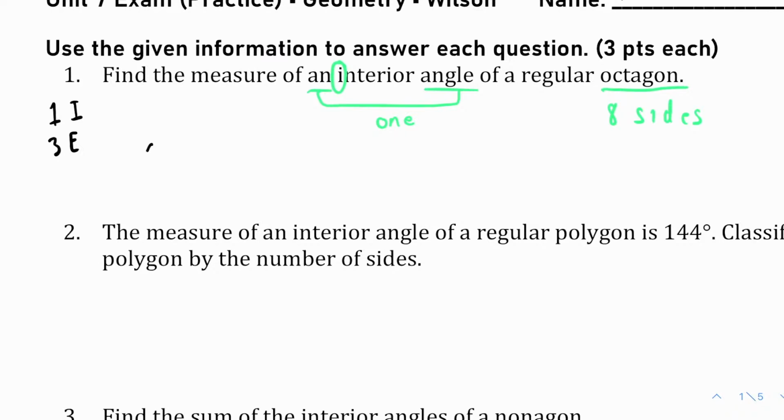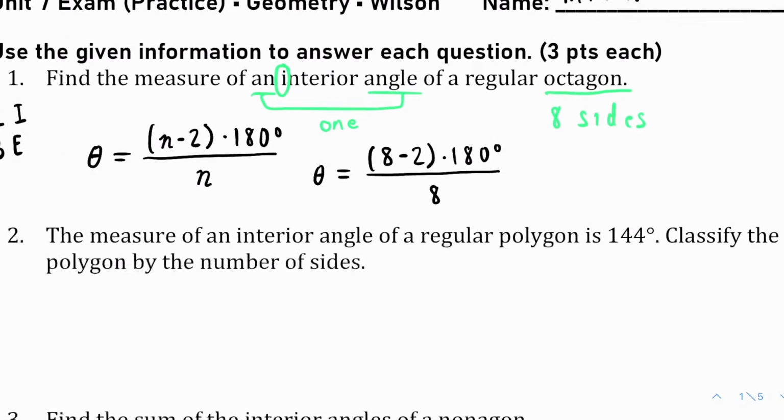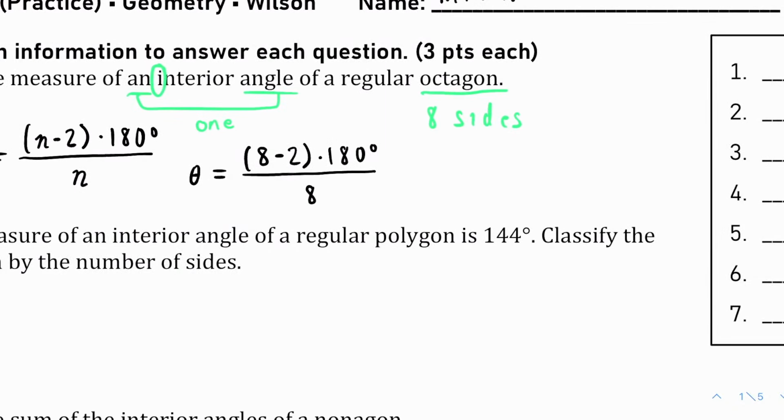So here, my formula ends up being theta equals n minus 2 times 180 degrees all over n. And we know what n equals. N is 8 because it's an octagon. So I can rewrite theta equals, in parentheses, 8 minus 2 times 180 degrees all over 8. 8 minus 2 is 6. Really, at this point, I could just go straight to the calculator. So that is what I'm going to do.